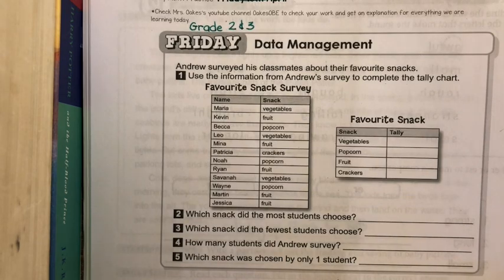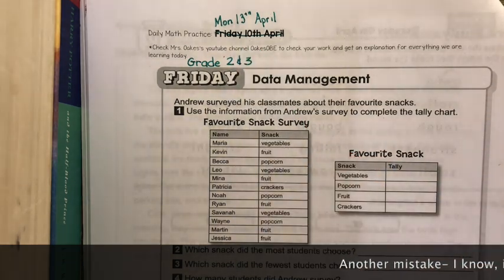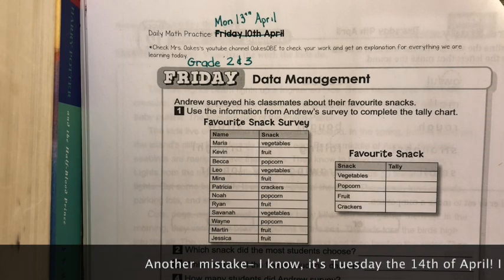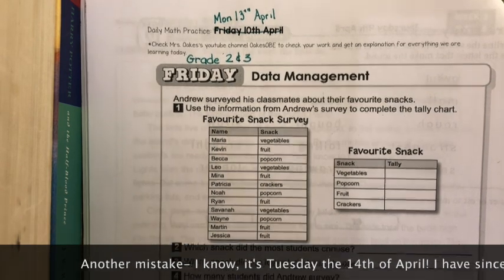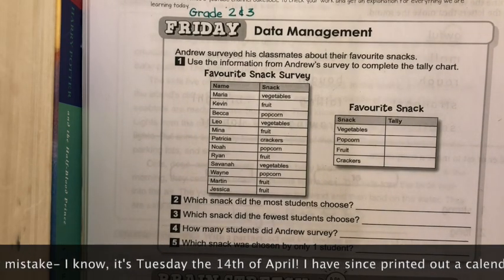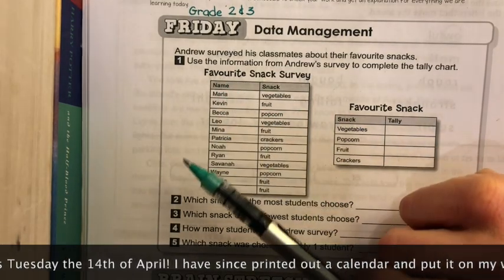Good morning, grade 2 and grade 3. We are working on Monday, the 13th of April, even though our page said Friday. So I crossed it out and put the right date. You don't have to do that as long as you know the page you're supposed to be on. Okay, so we're working on the data management strand of the curriculum this morning, or afternoon, or evening, whatever time of day it happens to be. And we're going to get started right here.